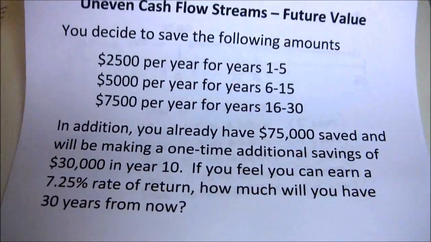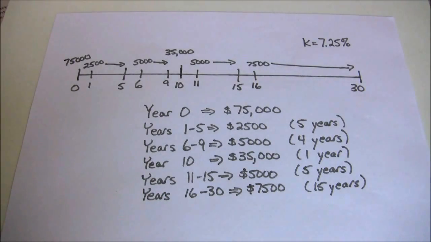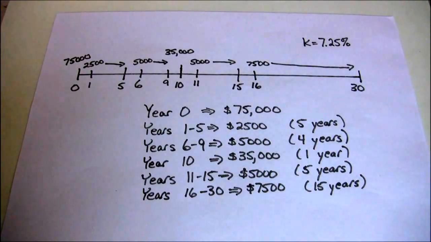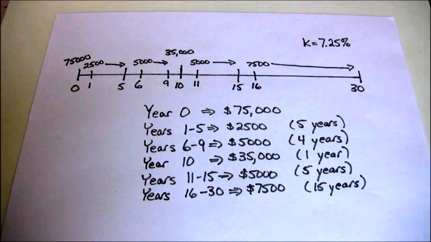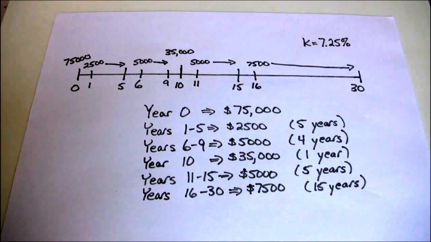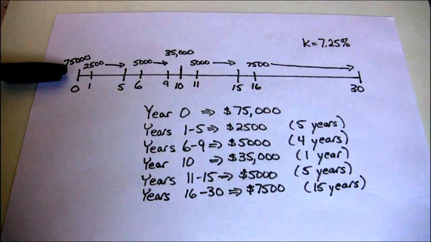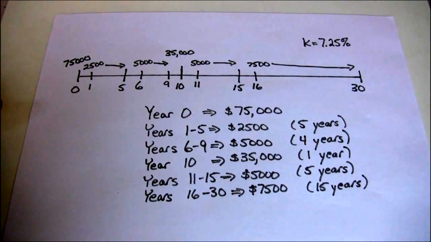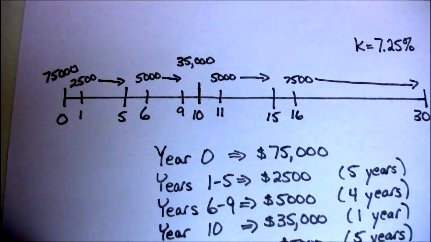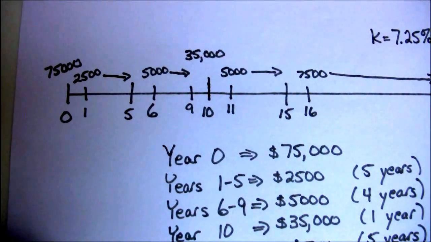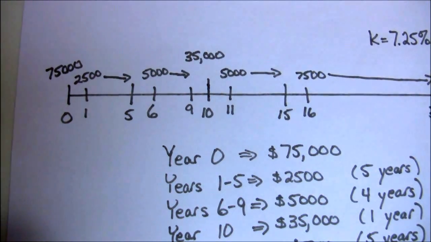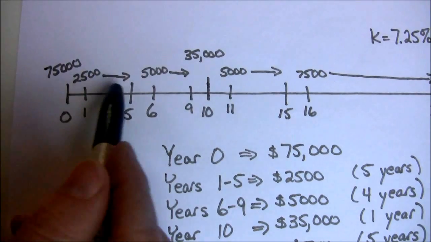Before we get to that, let's just take a look at what the cash flow stream looks like. Now again, here's an area where I think the timeline can be helpful because there's a lot of different cash flows going on, so this can help us visualize that. Year 0, we start out with $75,000. Now note that $75,000 in this example is not negative $75,000. It's positive, just like all the other cash flows.